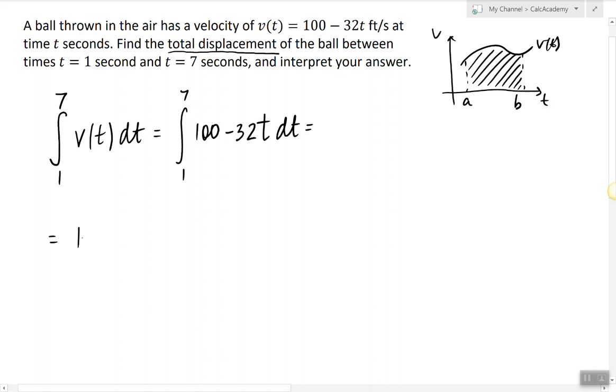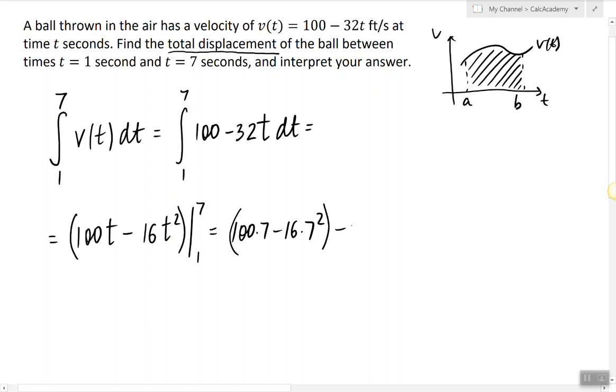That is, we're going to find the antiderivative of the velocity, and we're going to evaluate it between 1 and 7. So we're going to plug in 7 first, and then plug in the value of this function at 1.